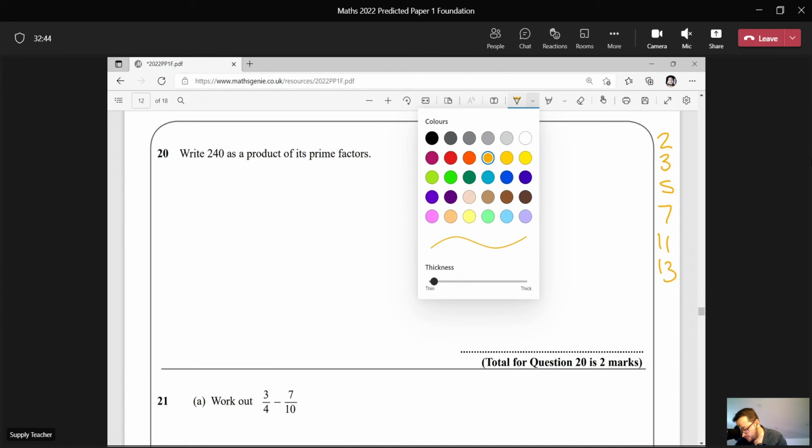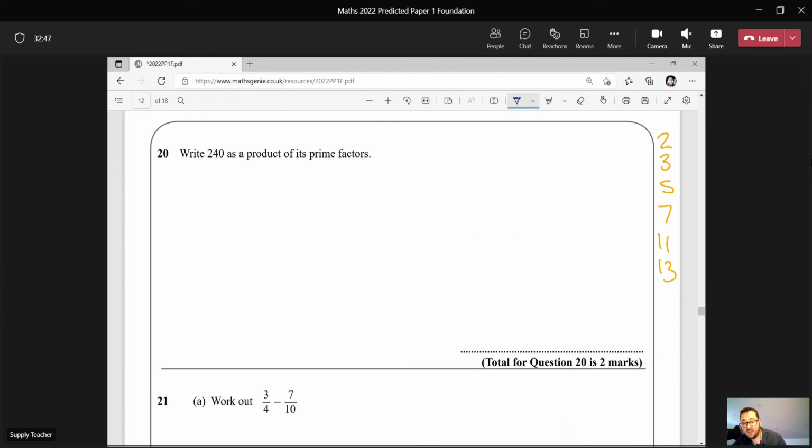And then I'll always start off with just seeing if I can half it to start with. Alright, it doesn't matter what you divide it by as long as you just keep going.